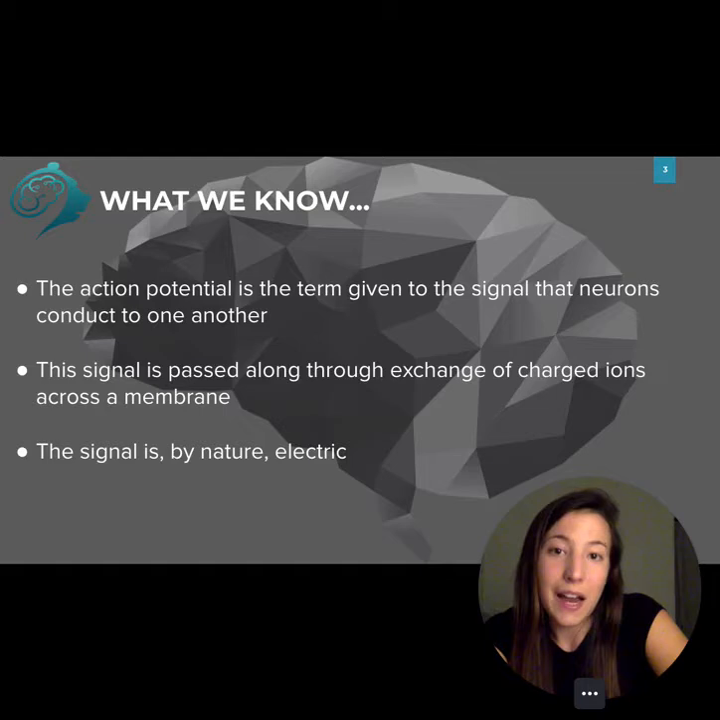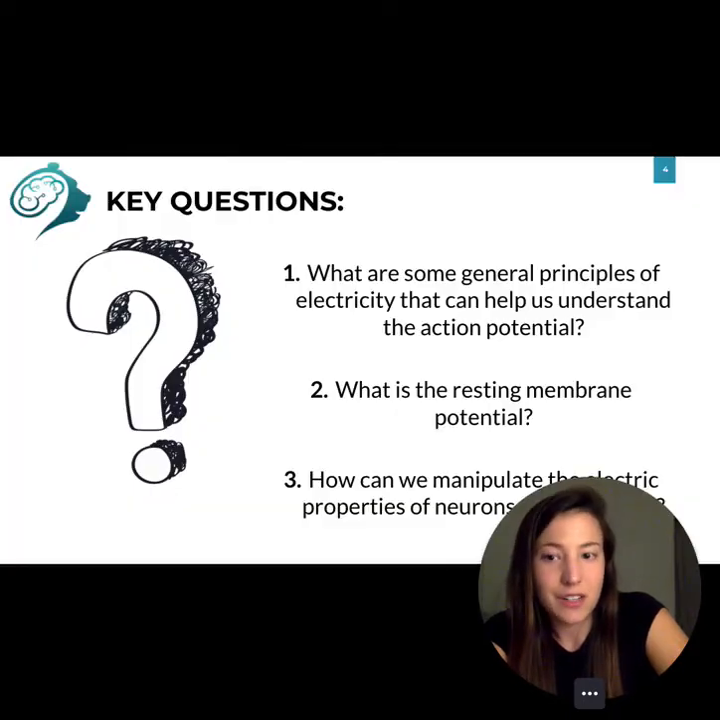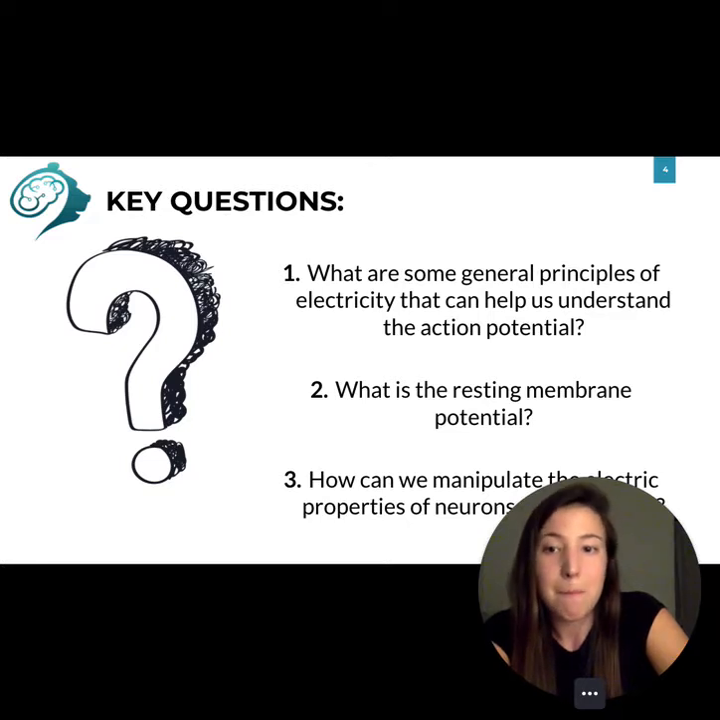So we know that the action potential is the term given to the signal that neurons conduct to one another, and that the signal that is passed along is an exchange of charged ions across a membrane, and that signal is by nature electric. In this lesson, we aim to cover some general principles of electricity that can help us understand the action potential, what is meant by resting membrane potential, and how we can manipulate the electric properties of the neurons to study them.